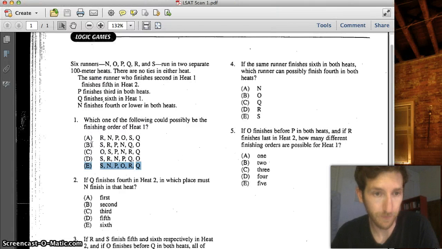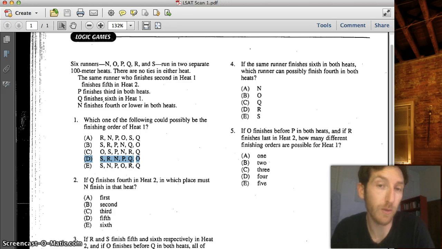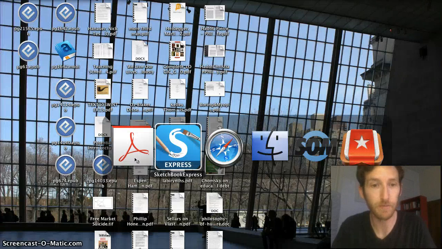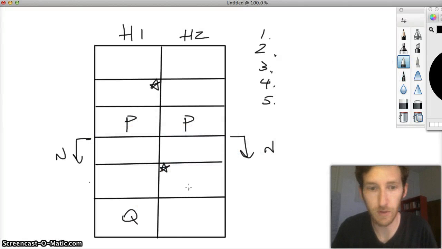The other thing is that with B and D, O finishes in the last spot instead of Q. D also suffers from the problem that N finishes 3rd instead of 4th or lower. So it looks like the only possible answer for 1 is C. It could be the case that in heat 1 it goes O, S, P, N, R, Q. That's perfectly possible. So it looks like number 1 is C. Let's do this.